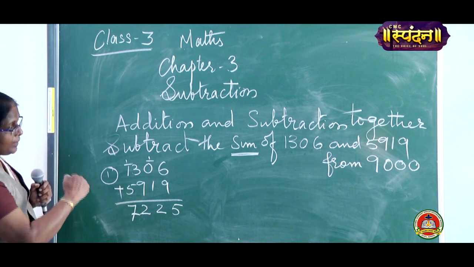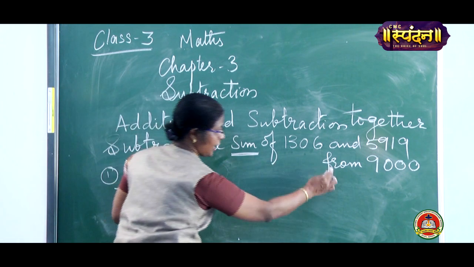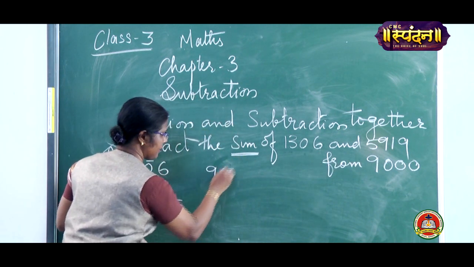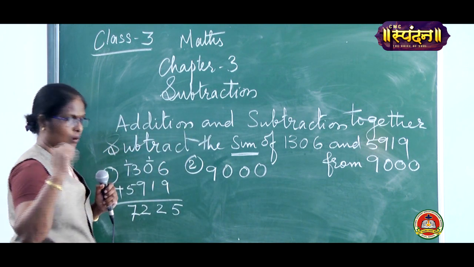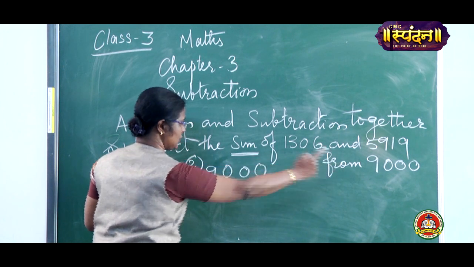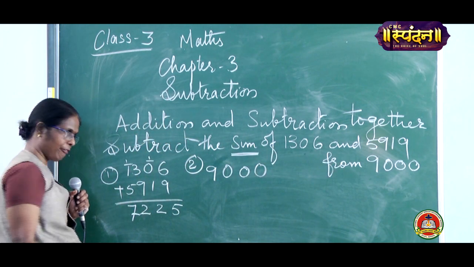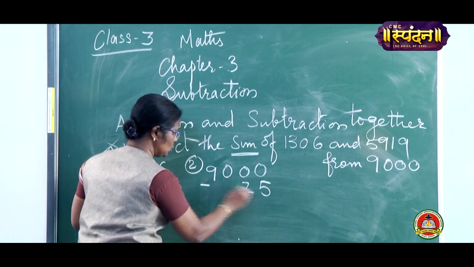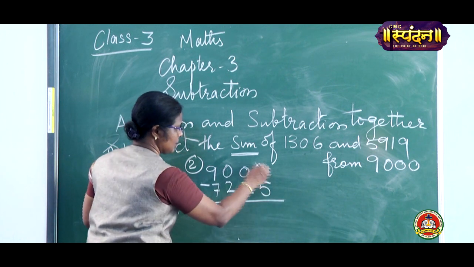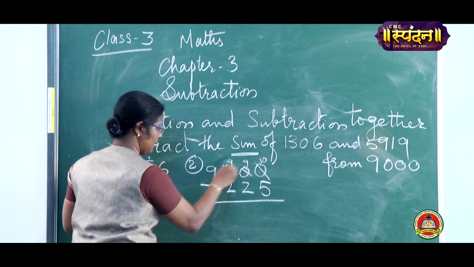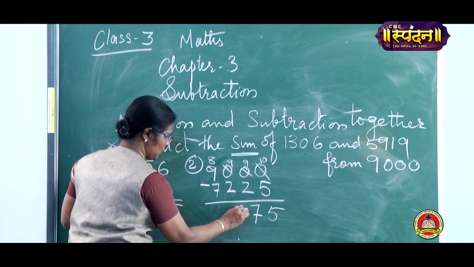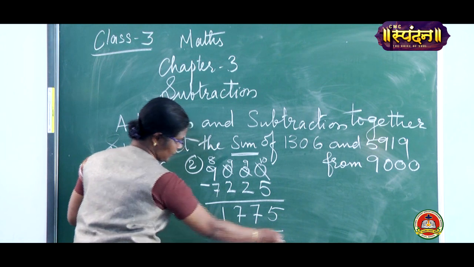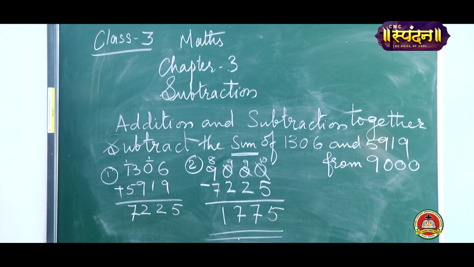Now, what do you have to do? From 9,000, you have to subtract the sum. This was your first step, where you added these two numbers. Now the next step is, from 9,000, you have to subtract 7,225. Subtract it: 10 minus 5 is 5, 9 minus 2 is 7, 9 minus 2 is 7, 8 minus 7 is 1. This way you get the answer 1775.